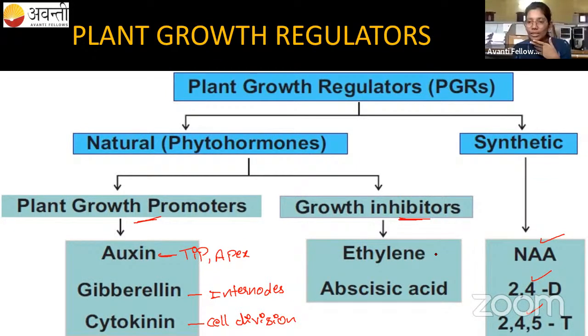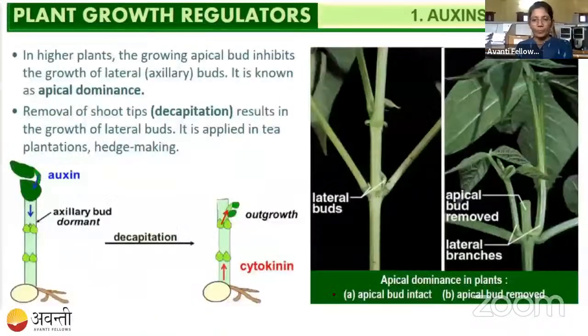Plant growth inhibitors are ethylene and abscisic acid. Ethylene is in gaseous form, and abscisic acid is an acidic form which is going to inhibit the growth of a plant, or increase the dormancy period. It will not allow seed germination in unfavorable conditions. So this abscisic acid is called a stress hormone. Is it clear to you?